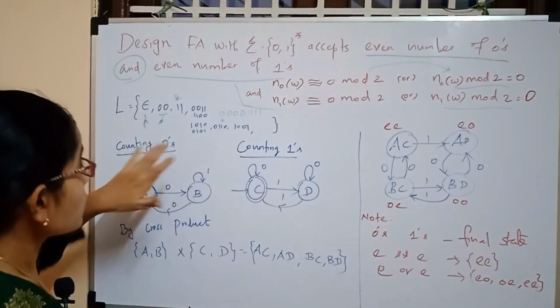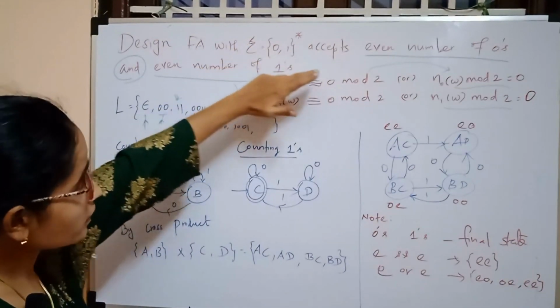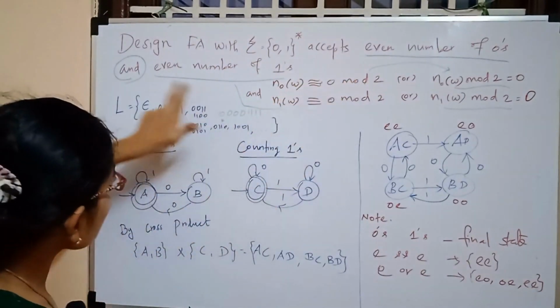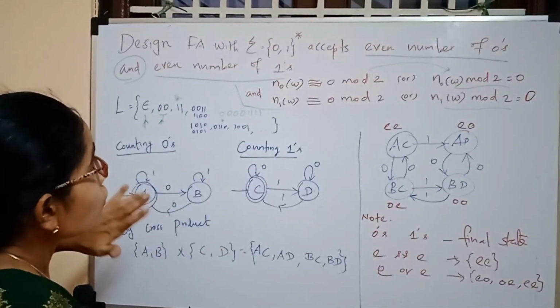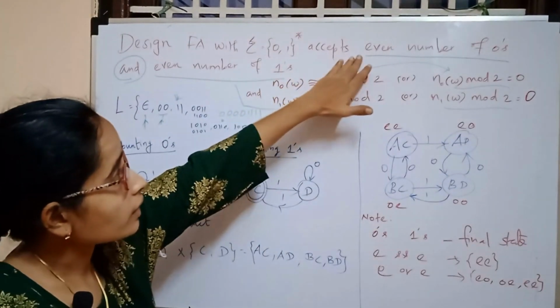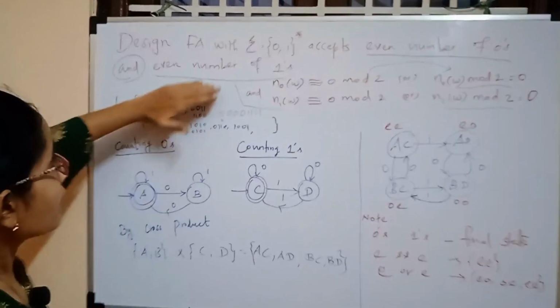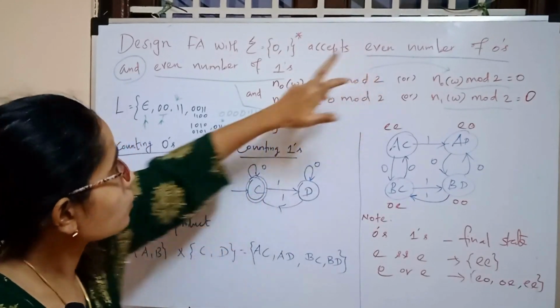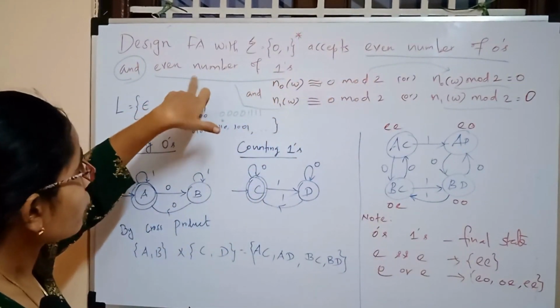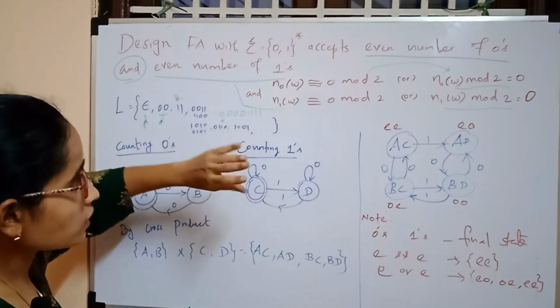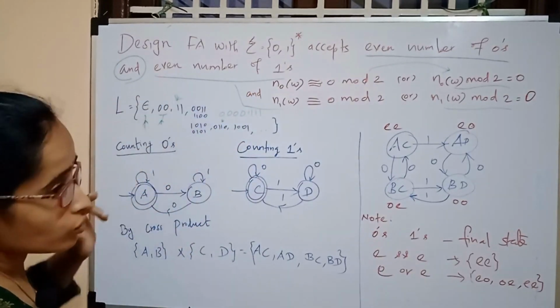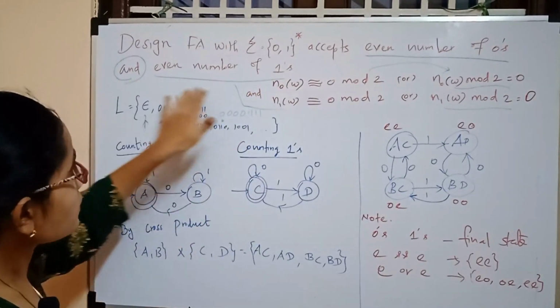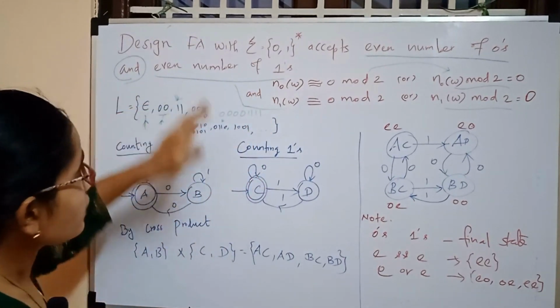First of all, they are asking to construct a finite automata for even number of zeros and even number of ones. So first we have to concentrate on only even number of zeros, and separately divide the terms. First you construct the automata for even number of zeros, and then construct the automata for even number of ones. Then you combine those two diagrams, and you will get the answer for even number of zeros and even number of ones.